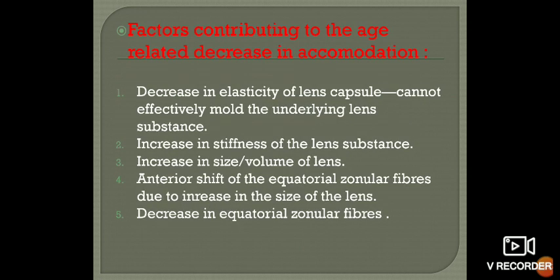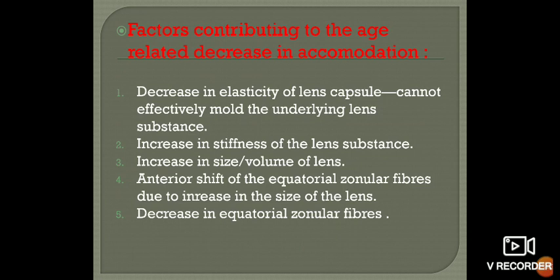Okay, there are certain factors responsible for the decrease in accommodation, or you can say for presbyopia. In earlier lectures, I have taught you that we are able to focus both distant and near objects because of the accommodation. So why does accommodation occur? There are different types of factors for this.